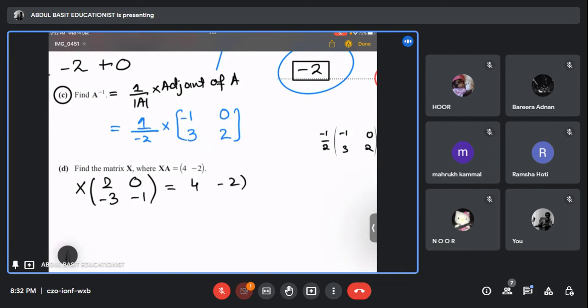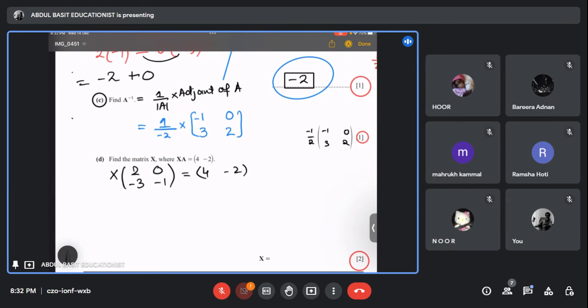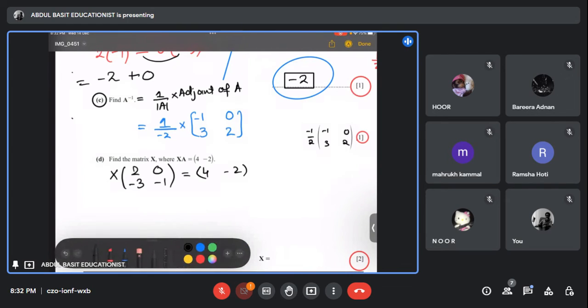4 minus 2. Now we know this. We should multiply these two matrices. I agree with this statement. Agree that we should multiply, that X is a matrix which is in multiplication with the matrix A to get 4 and -2. Agree? Yes or no?